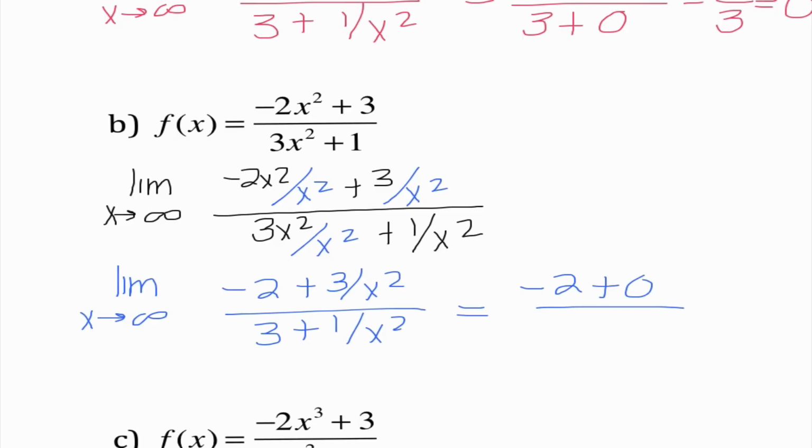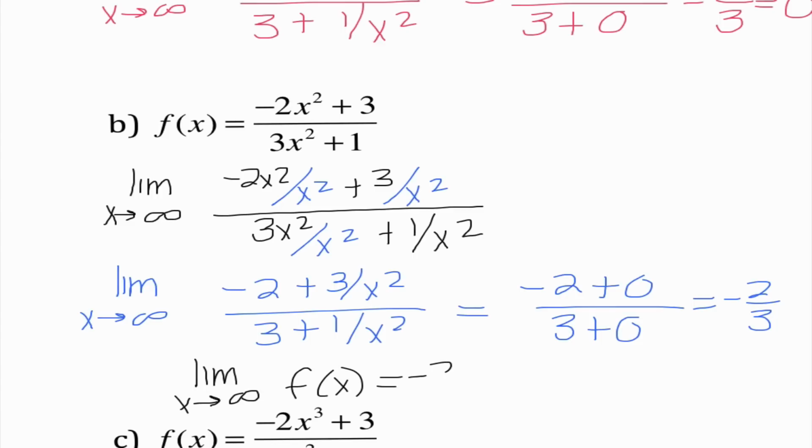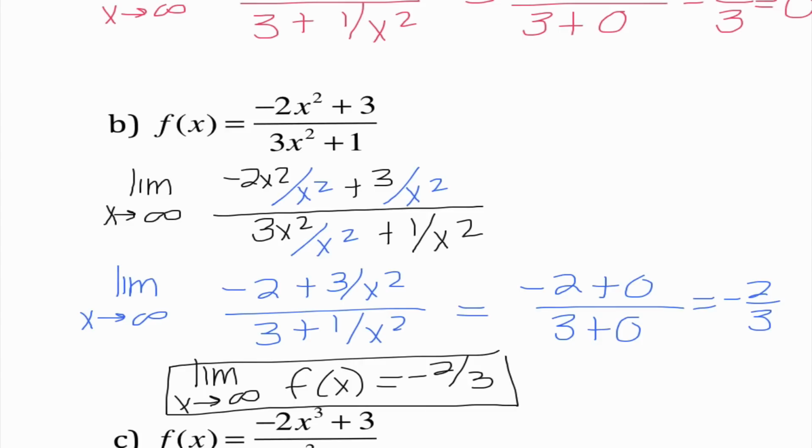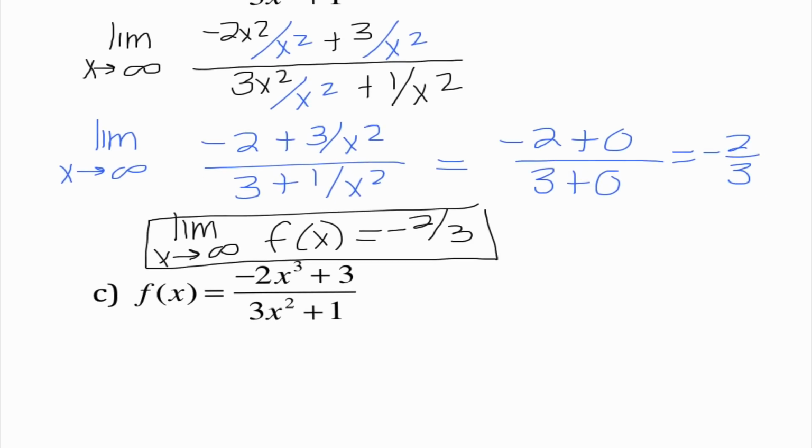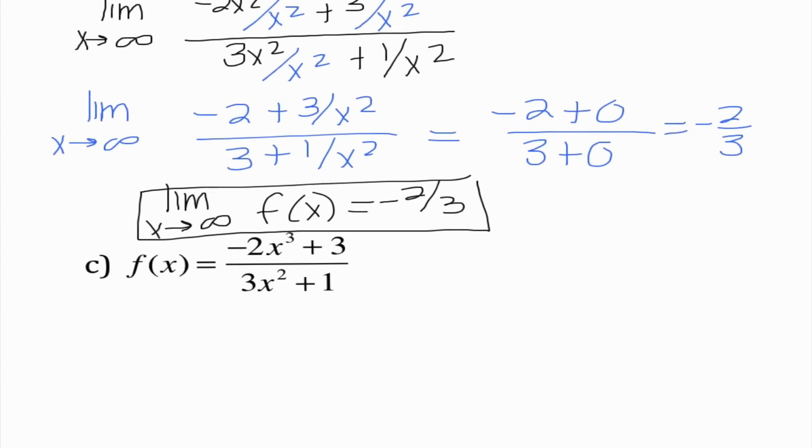The limit of 3 as x approaches infinity is 3, and the limit of 1 over x squared as x approaches infinity is also 0. So I get here that my limit is negative 2/3. So I'm going to say the limit as x approaches infinity of f of x equals negative 2/3. So we're seeing this concept itself is not that tough. It just gets pretty repetitive.